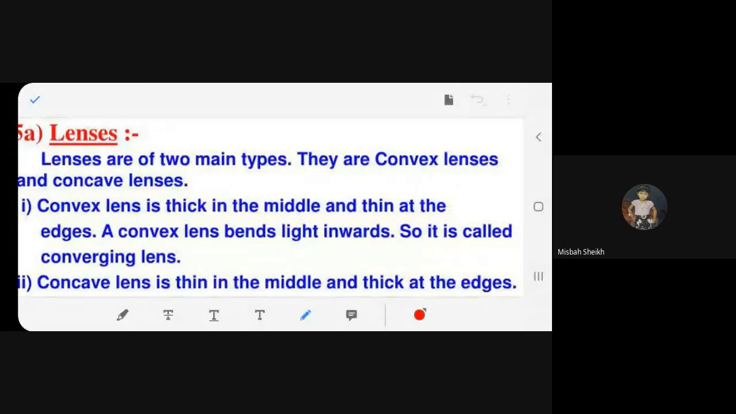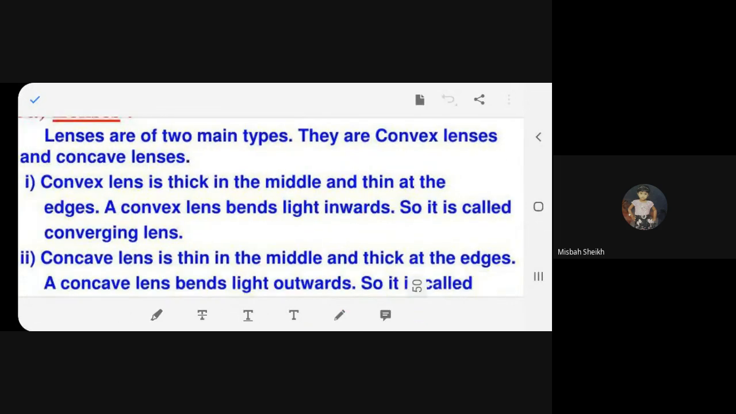Now look how I'm drawing. Got it? Thin at the edges and thick in the middle. You have closed your hand. This is how it looks. To do namaste, we close our hand. Isn't it, beta? So how does it look? It looks like this. You agree? So this is your convex lens. What is it, beta? Convex lens. And what is the other name of convex lens, beta? Converging lens. Very good.